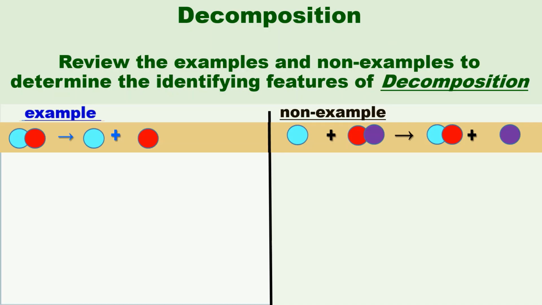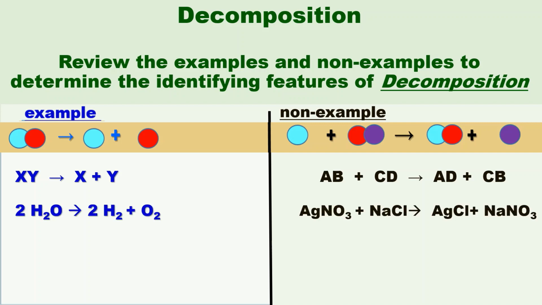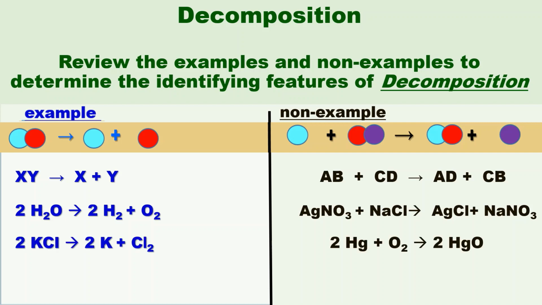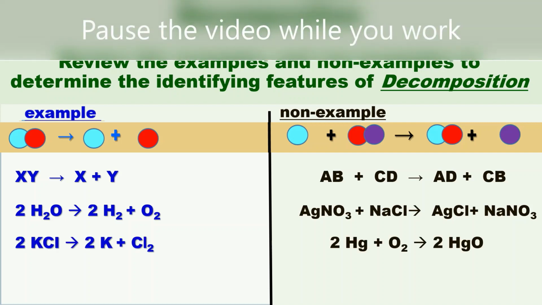Now let's see if we can find a trait or feature that can be used to identify decomposition reactions. Examine the examples and non-examples carefully to identify a characteristic unique to decomposition. Remember, the non-examples won't show this characteristic. Pause the video while you work and restart when you're ready.